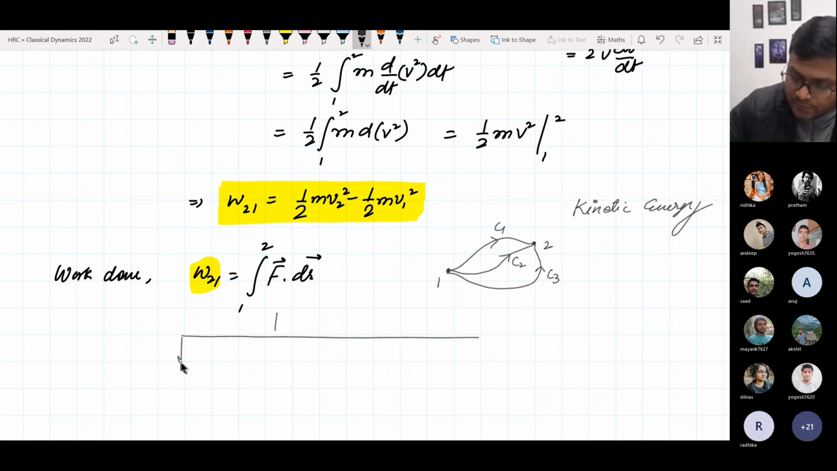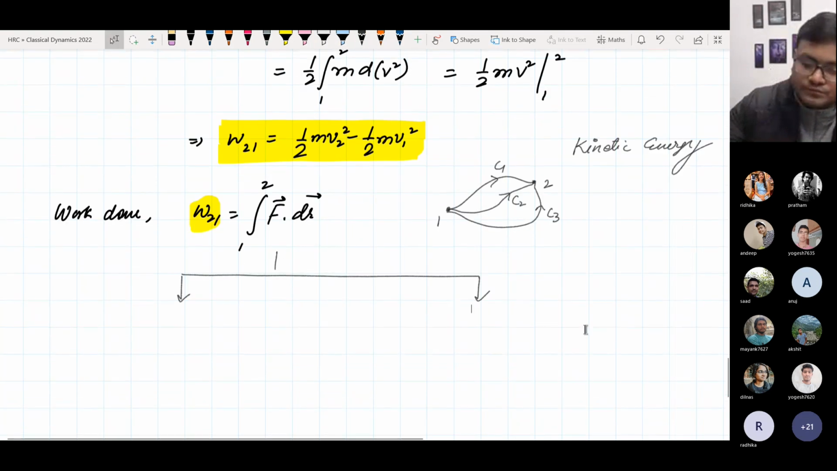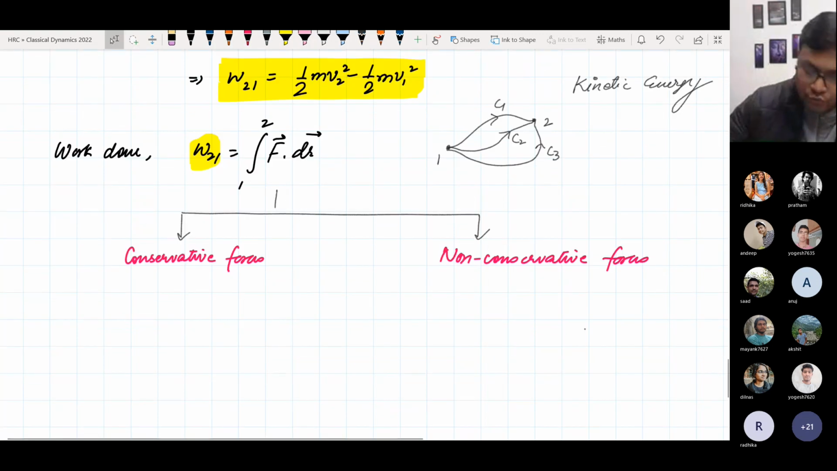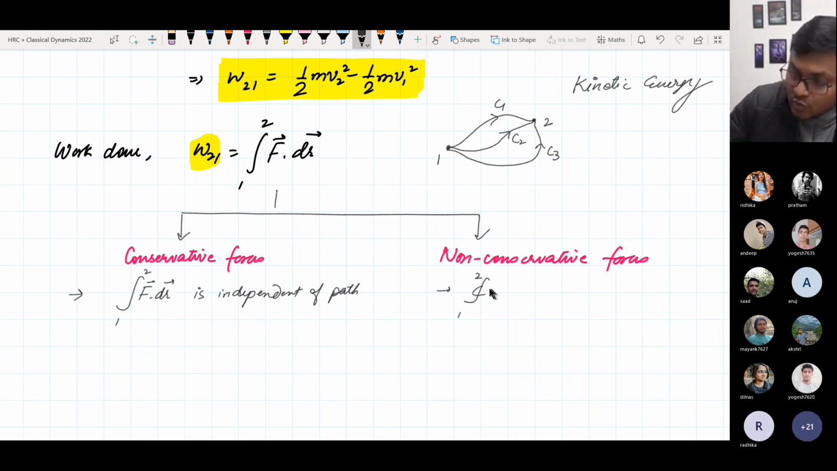What are those two forces, guys? Conservative and non-conservative. Very good. So we have what is known as conservative forces, and we have non-conservative forces. So essentially, conservative forces are those forces in which the line integral of f dot dr as it goes from 1 to 2 is independent of path, okay. Non-conservative forces are those as it goes from 1 to 2, f dot dr is dependent on the path.